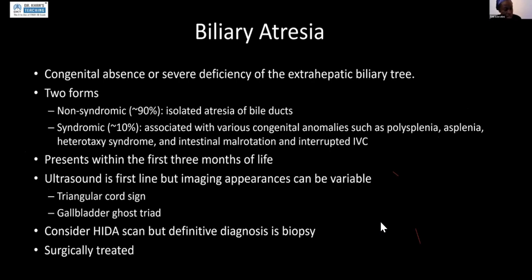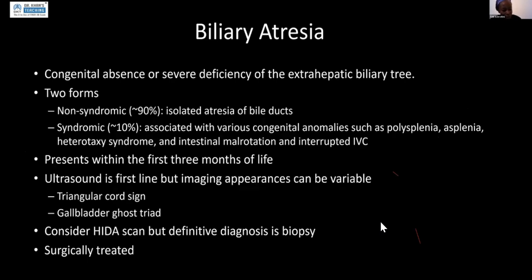So if it's picked up early enough, they can have this thing called a Kasai procedure, which is where they do excision of all the fibrotic abnormal bile duct tissue and then do a Roux-en-Y anastomosis of the intrahepatic ducts to the jejunum. So that's how you get your biliary drainage, basically via this Roux-en-Y jejunostomy.